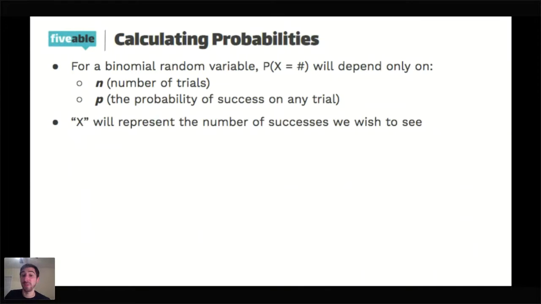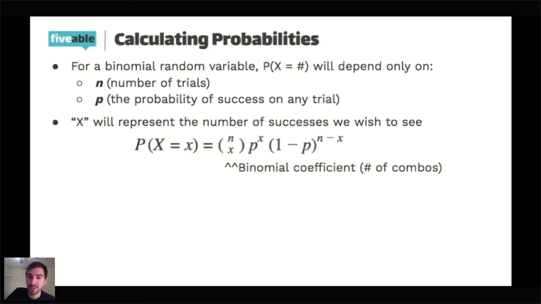There is a formula on the formula sheet that looks horrifying to some people. And this is what it looks like. This is how to calculate any value of x for a binomial random variable's probability. So the probability that x equals 3 is all of this stuff. And that thing in parentheses is called a binomial coefficient, which is like the number of combinations that you can have.